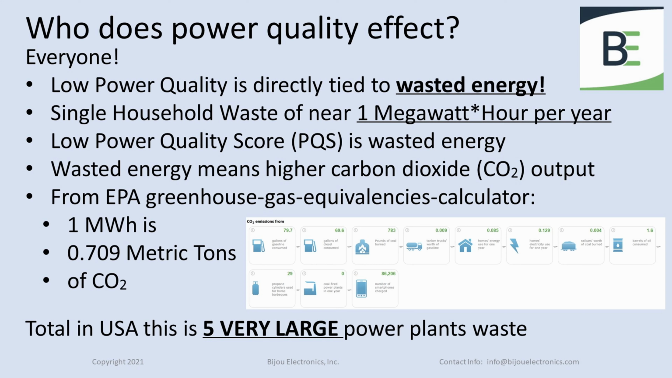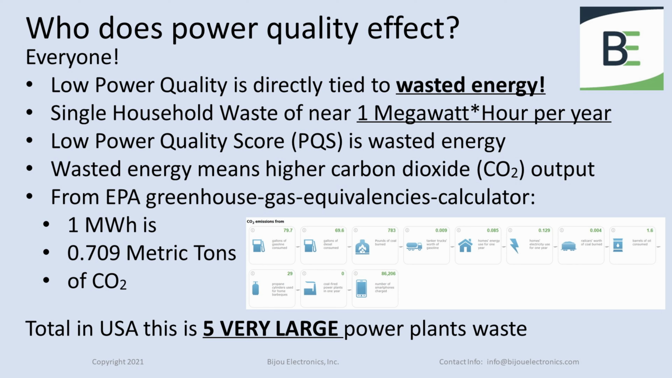Wasted energy means higher carbon dioxide output. In this case, at 1 megawatt hour of waste energy per household per year, based on lower power quality score metrics, this equates to 0.709 metric tons of extra carbon dioxide per year. This means 5 very large power plants in the USA worth of wasted energy. All solar production as of 2020 isn't enough to offset the lost energy in low power quality products.